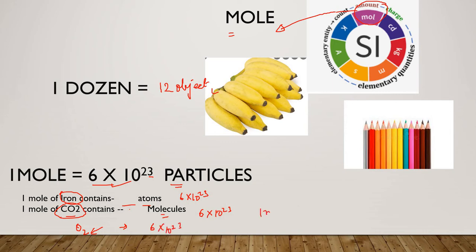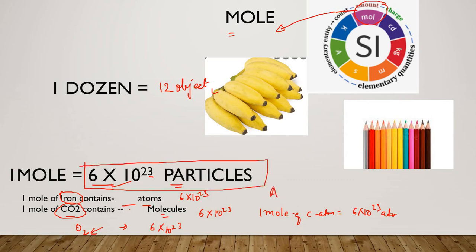When I say 1 mole of carbon atoms, you will say the answer in terms of atoms, which is 6 into 10 to the power 23 atoms. So whatever element or molecule or compound I'm talking about, if I'm saying 1 mole, this number is fixed, which is given by the Avogadro number. That's why it is also called Avogadro's constant. I hope this is clear.